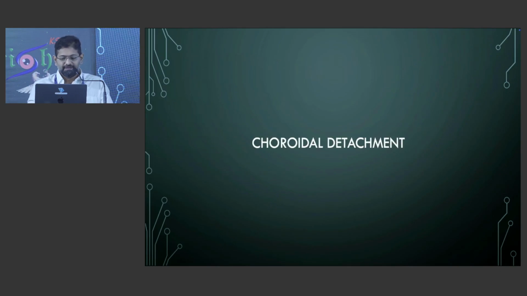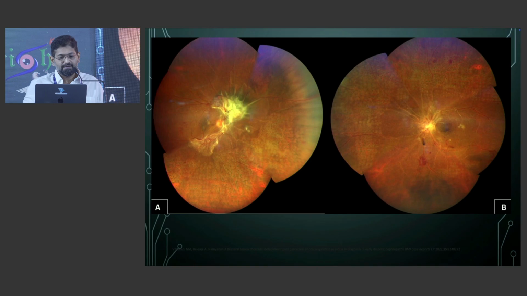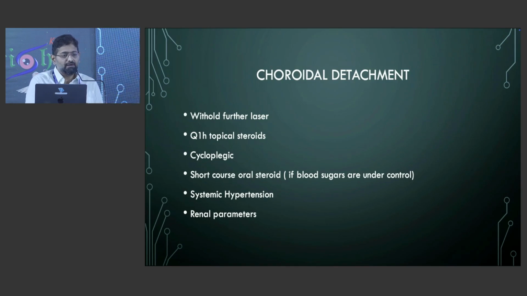Another thing is, sometimes what happens is choroidal detachment. Now, if you see the image on the left, you will see a large proliferation in the disc, around the disc and around the arcade. This patient underwent PRP, and after the PRP, the patient had a huge choroidal detachment in the nasal periphery, and this is in the right eye. You can even see a small choroidal detachment there. Now, when you see a patient with choroidal detachment, how do you go further?